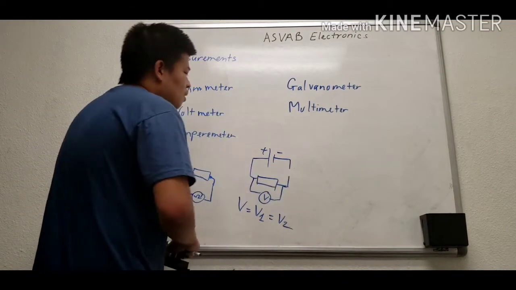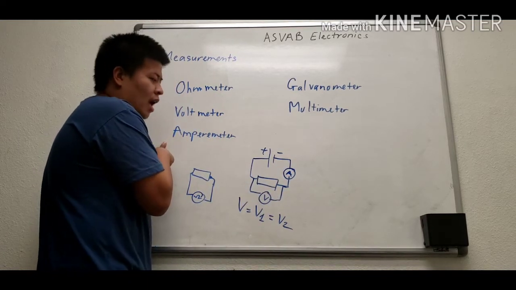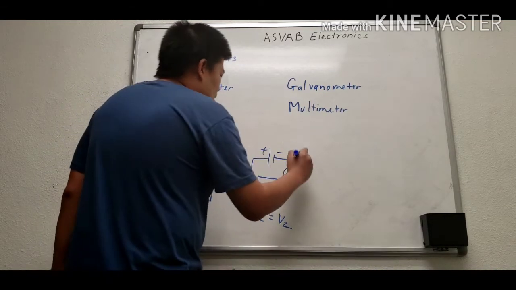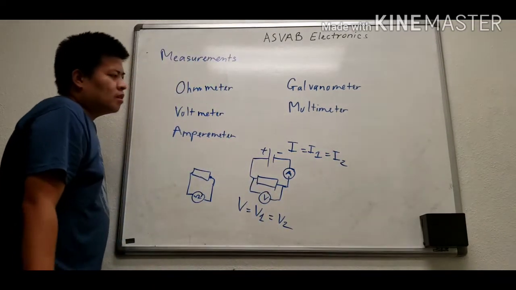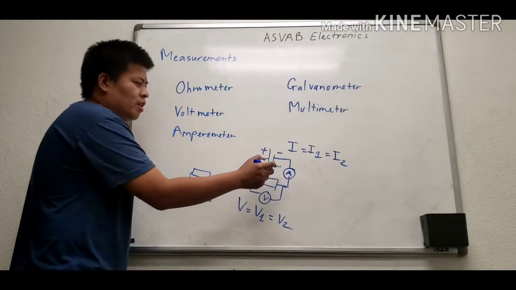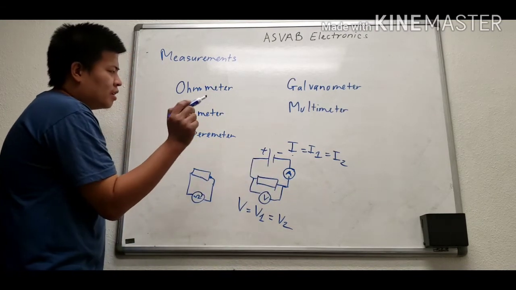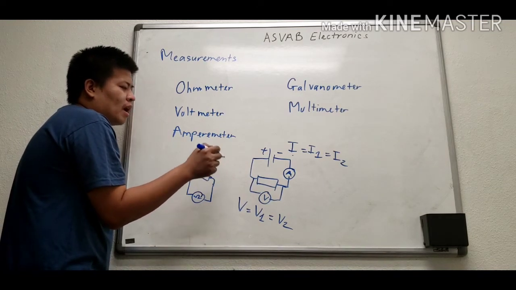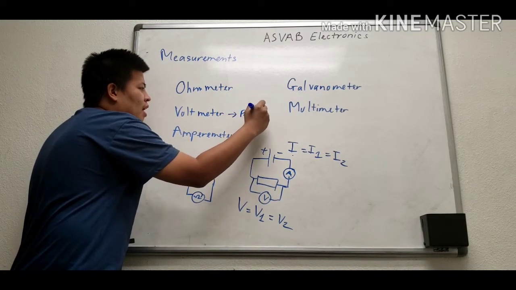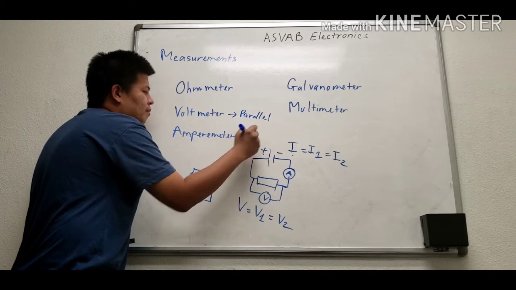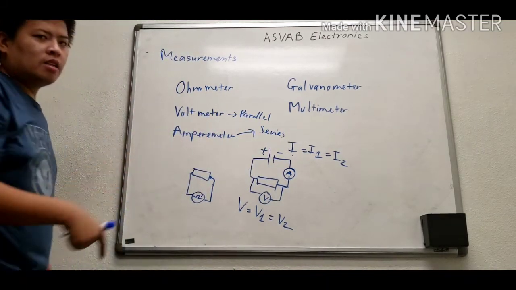The ampere meter needs to be in series, because in series I equals I1 equals I2. When we put it in series, we can calculate the whole current. On the test they will ask how to put the voltmeter and ampere meter. The voltmeter should be in parallel and the ampere meter should be in series. You should remember this, it is so important.